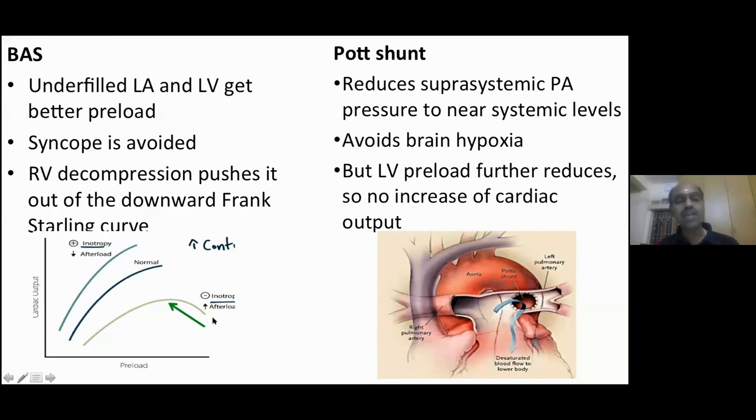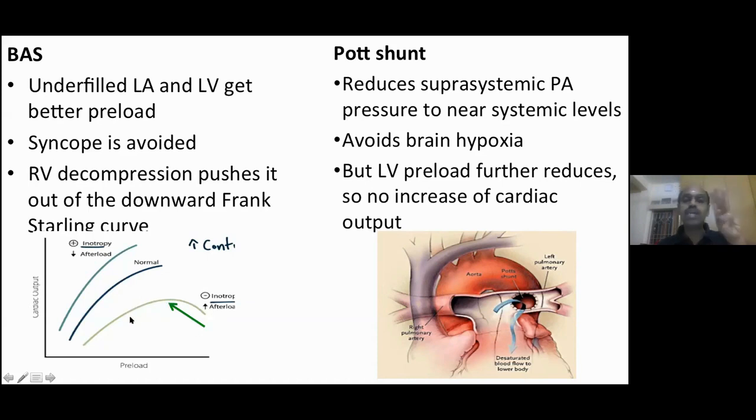When the right ventricle is getting decompressed, if the right ventricle is working at the descending limb of the Frank-Starling law, the balloon atrial septostomy results in decompression of the right ventricle, which pushes the right ventricle from the descending limb to the plateau portion, or sometimes the ascending portion, thereby improving the RV systolic function.